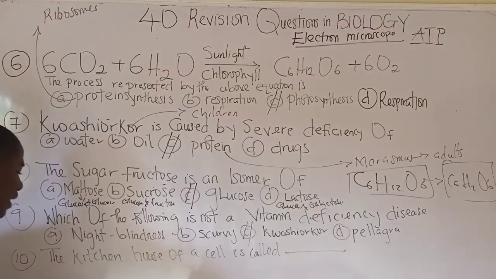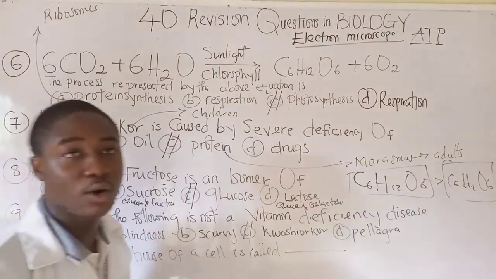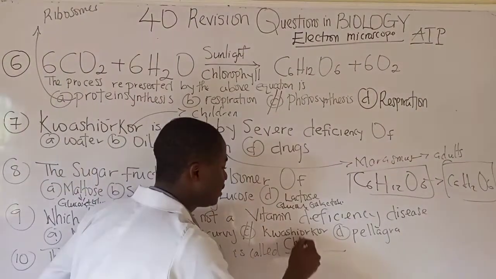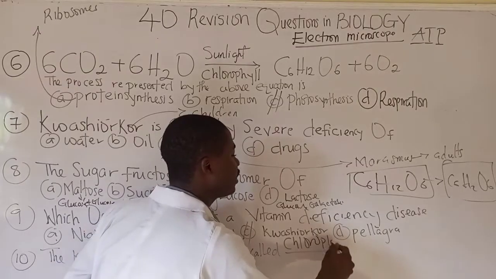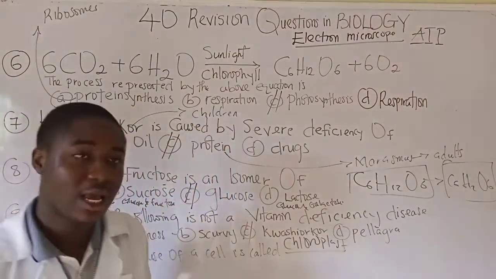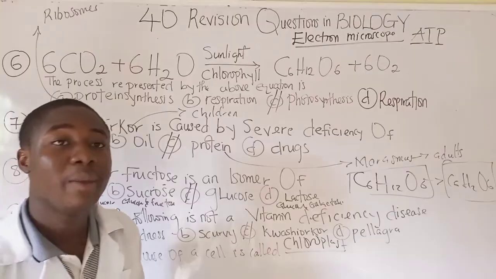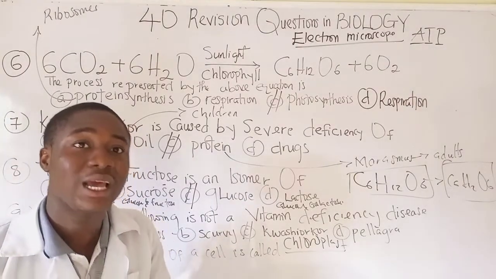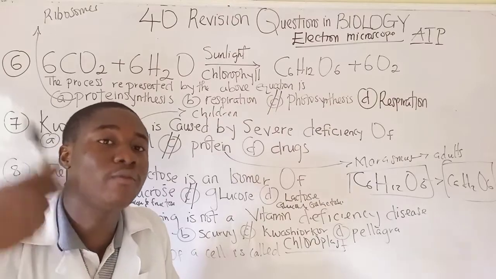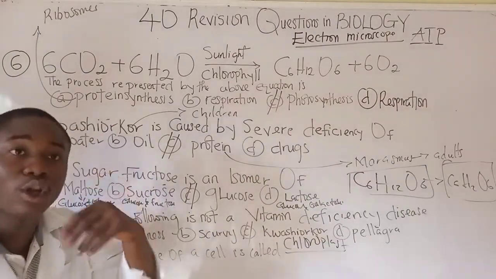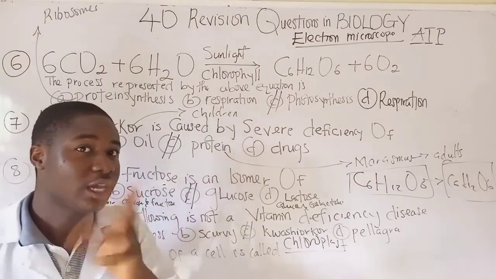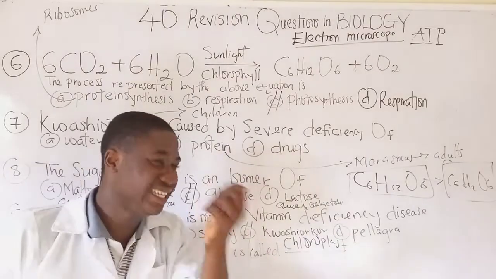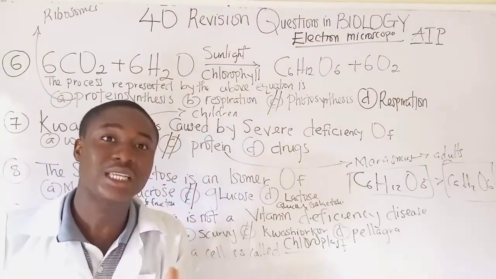For question 10, it says the kitchen house of a cell is called the chloroplast. This is something you must take note of. The kitchen house of a cell is called the chloroplast. Why is it called the chloroplast? Because the chloroplast is for photosynthesis, and photosynthesis is a process whereby plants produce their own food. So whenever I hear the word food and kitchen house, it deals with what now? The chloroplast of a cell is peculiar to plants.